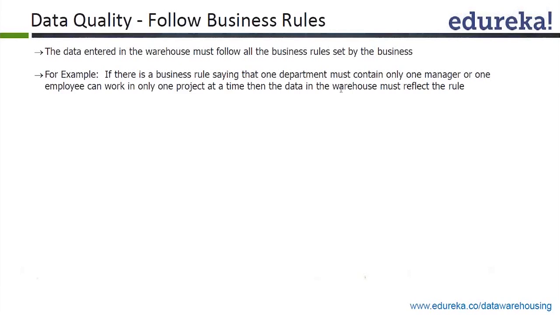The example they are giving here is, if there is a business rule saying a department must contain only one manager, this example we discussed before, or one employee can work only on one project at a time, then the data in that warehouse must reflect the rule. So in your ETL process, you have to formulate your ETL jobs in such a way that you handle these business rules. If the data doesn't follow the business rules, then it is not good as far as your system and your business rules are concerned. So that also is a measuring parameter for your data quality.